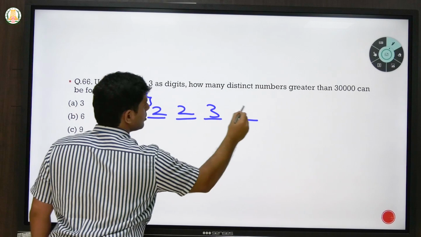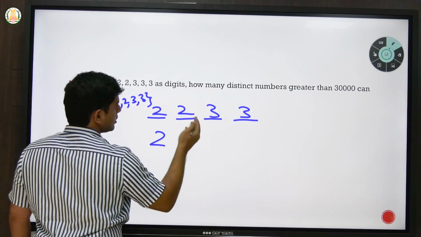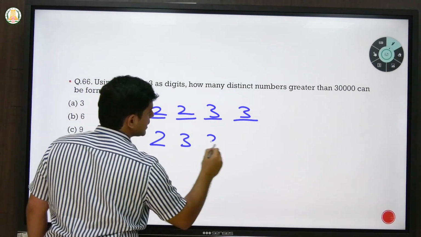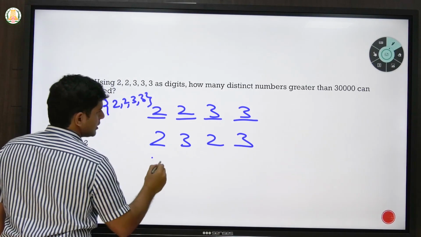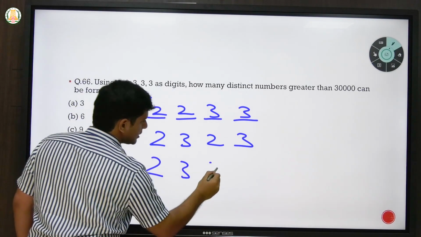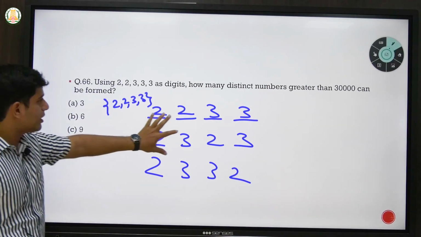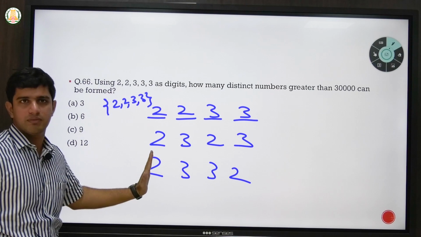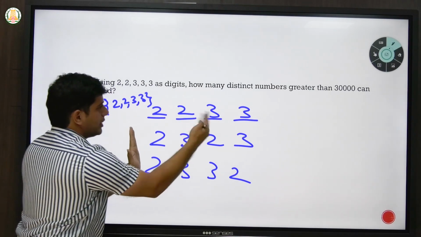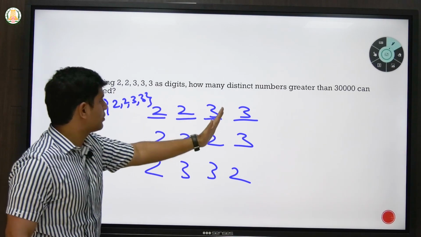2 2 3 3 is one combination. Then you can say 2 3 2 3 is another combination. Then 2 3 3 2 is one combination. Another suggestion I will give is, whenever you have to find such combinations, fix the first number once. Once you fix this, then you can change here. So this is one combination.